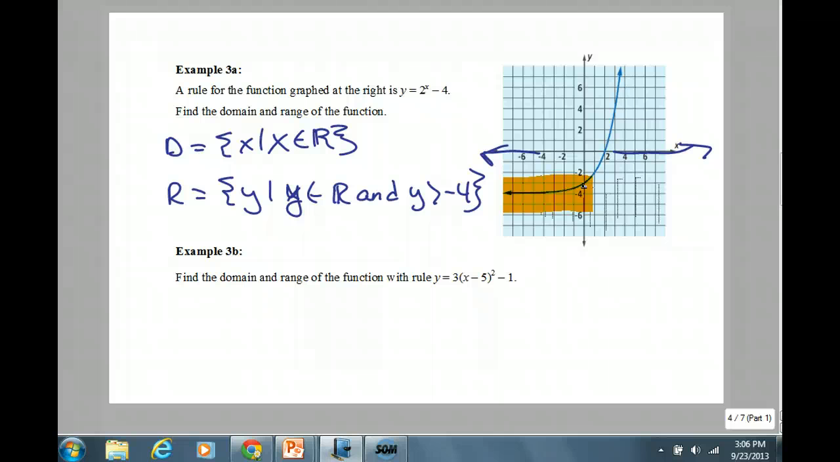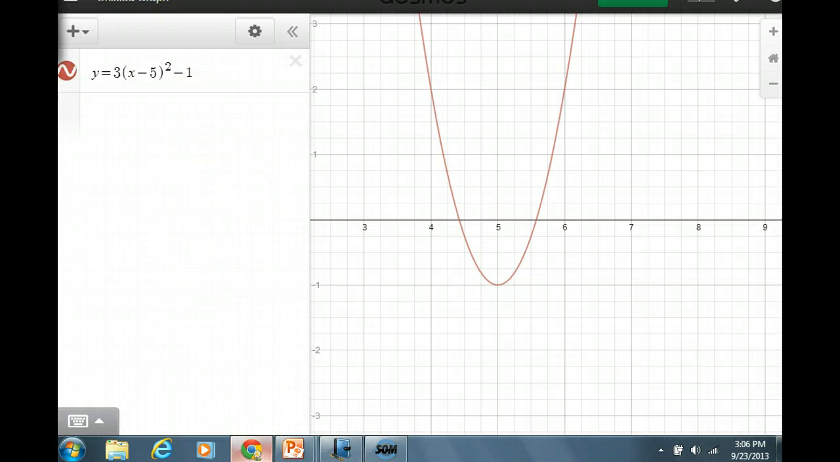Okay, example 3b says find the domain and the range of the function with the rule 3x minus 5 squared minus 1. So in this case, if I were to look at a graph, and I actually have this graphed already, look at this one right here. This is the graph. You could actually put it in your graphing calculator. What is the domain in this case? What are the x values? All real numbers, right. It goes in both directions forever. How about y values, though? What's the minimum y value I have? -1. That's the smallest it gets.